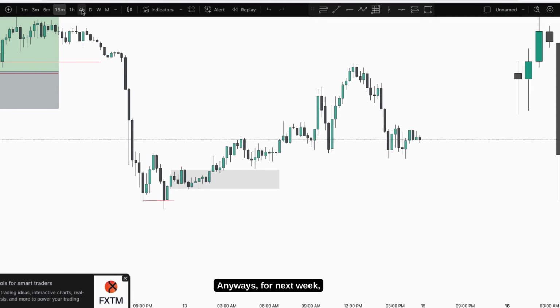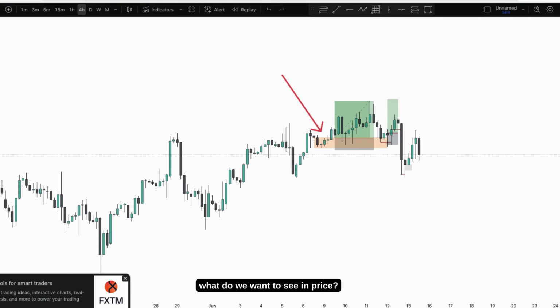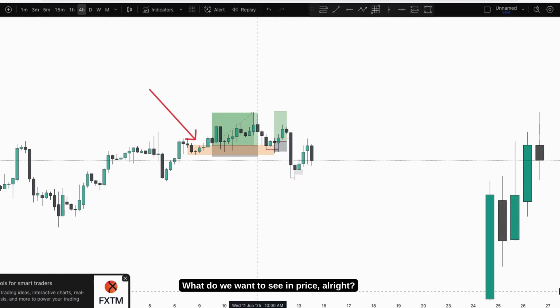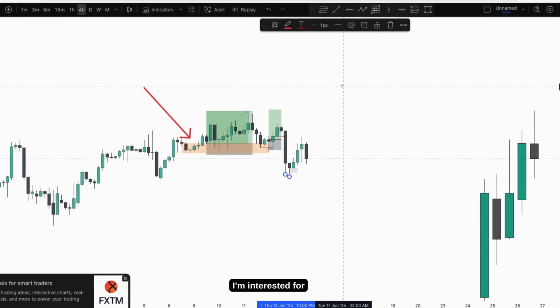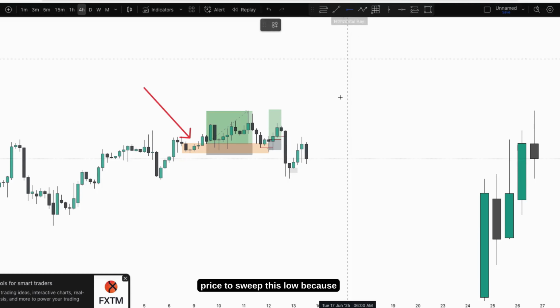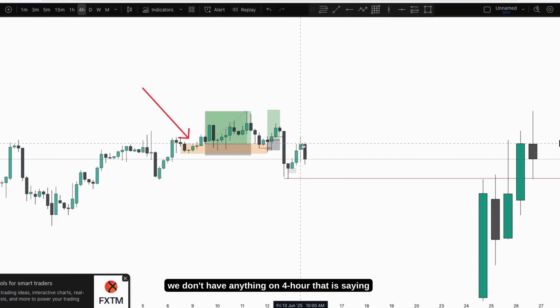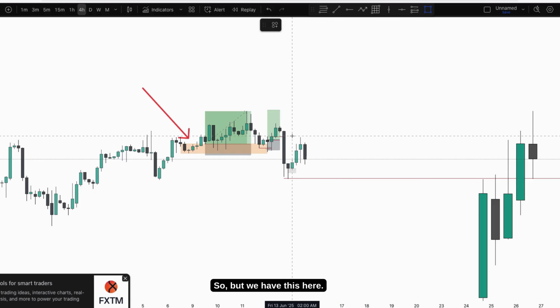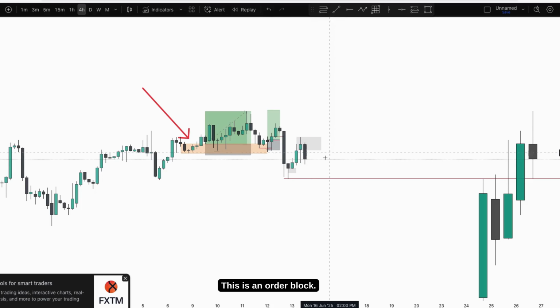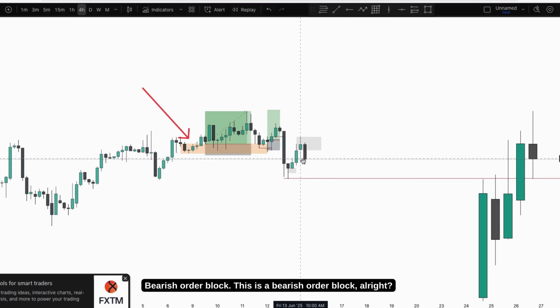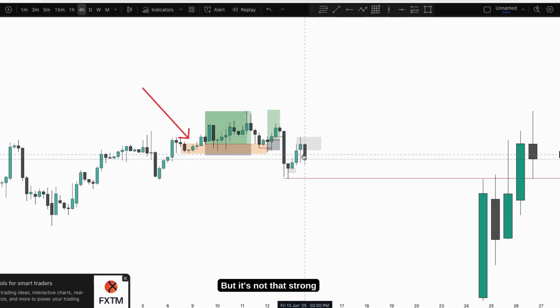Anyways, for next week, what do we want to see in price? All right? I'm interested for price to sweep this low, because looking at this from here to here, we don't have anything on 4 hour that is saying bullish anymore. All right. But we have this here. This is a bearish order block, all right? But it's not that strong bearish order block.